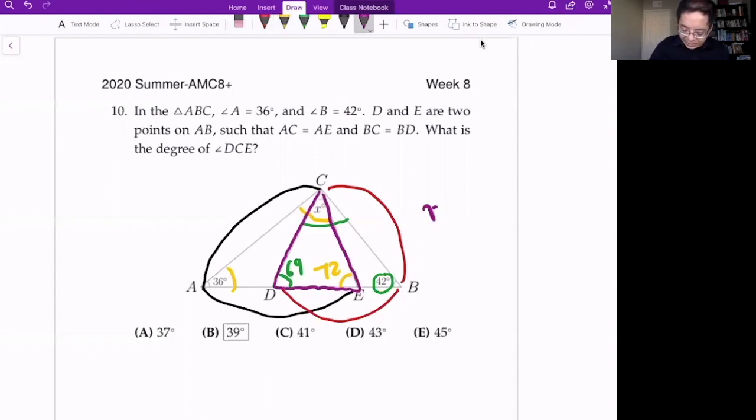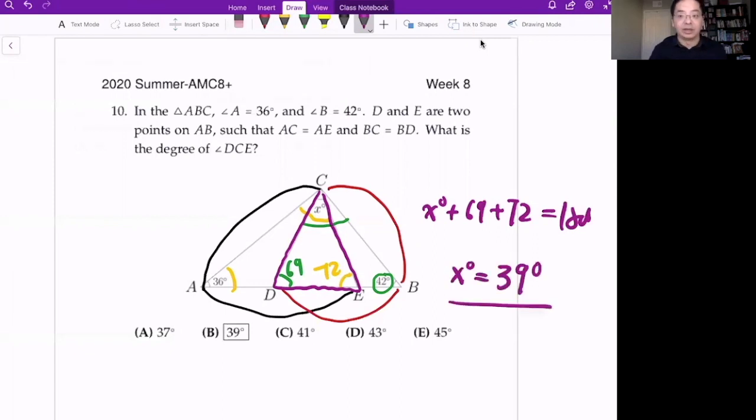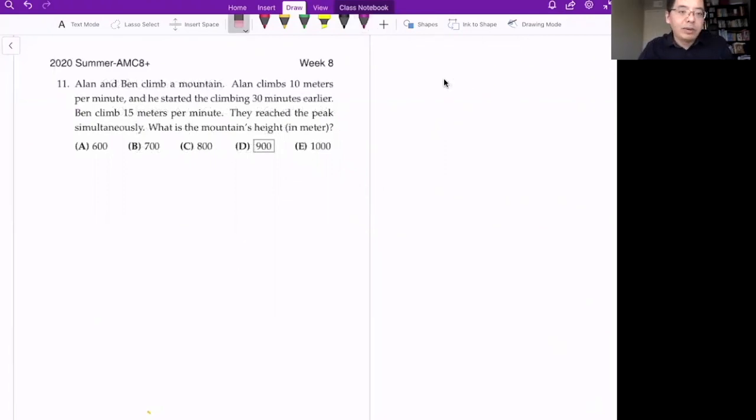We have x plus 69 plus 72 is 180. And then we quickly get x is 39 degrees, right? All right, so problem number 11.